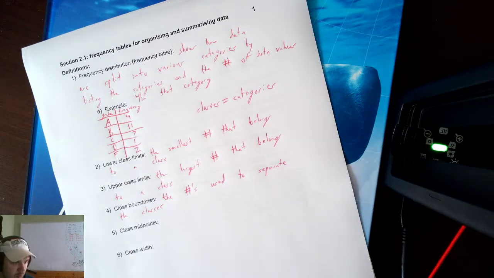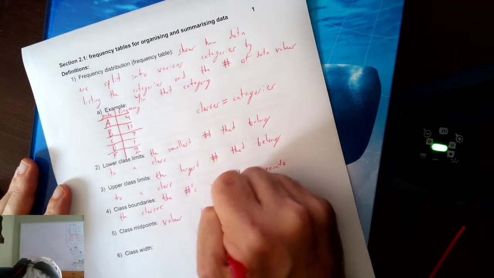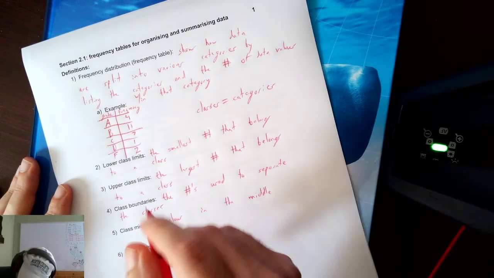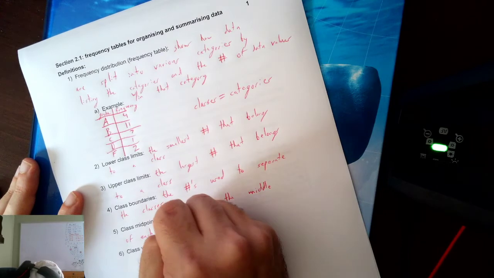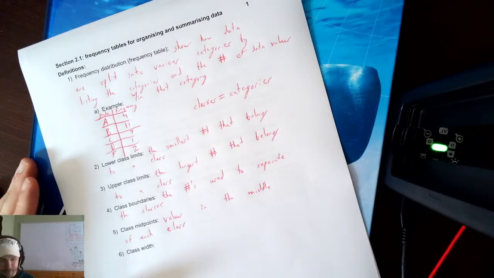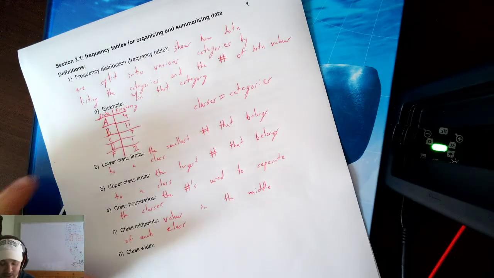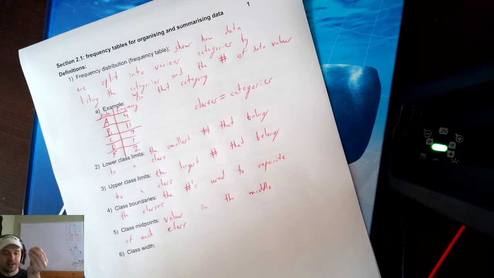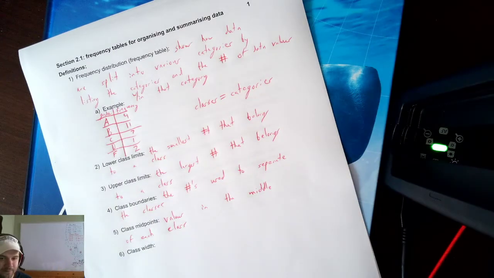The class midpoints are the values in the middle of each class. To get this, well, if you want to know what numbers are right in between the lower and upper limits, you can add the lower limit and the upper limit to get the class midpoint.